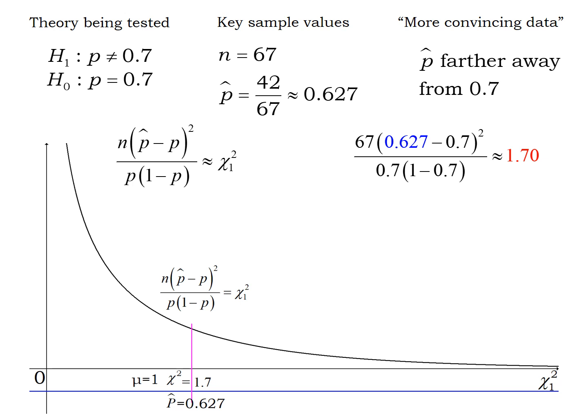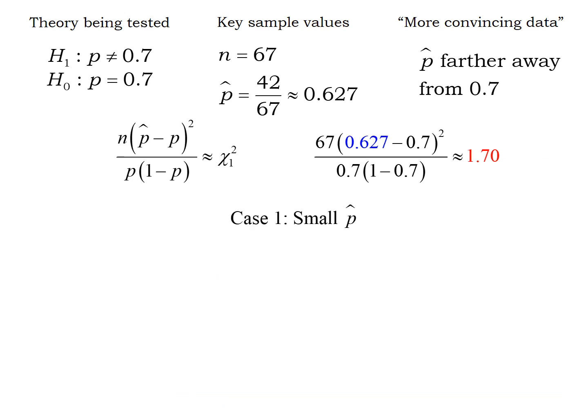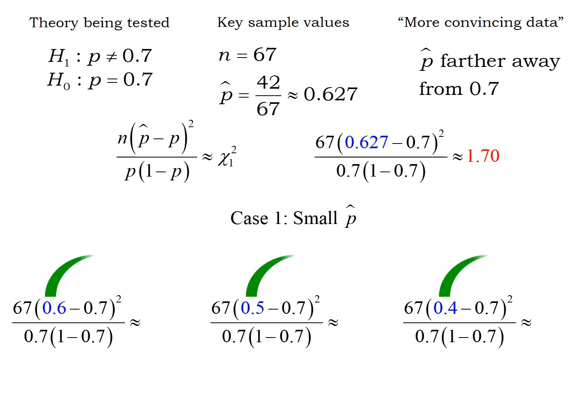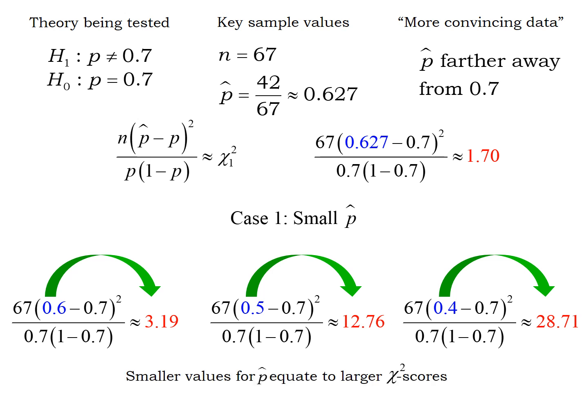The question is, what happens to the chi-squared score if we had an even smaller p hat? Let's look at the numbers. Again, I'm going to use the same p hats we did with the z-score equation. So 0.6 is smaller, 0.5 is even smaller, and 0.4 is smaller yet. And as these p hats are getting smaller, what is the corresponding response by the chi-squared score? The smaller p hat gets, the bigger the chi-squared score gets.